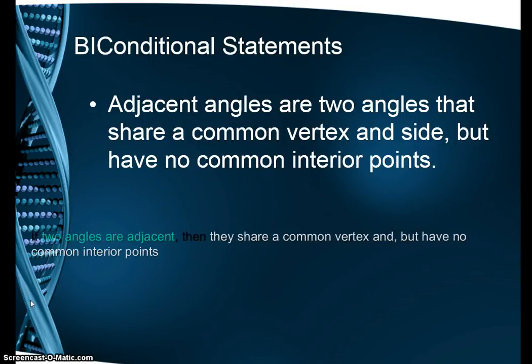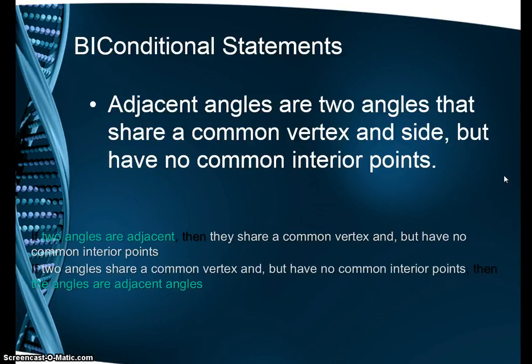So the first thing I'm saying is that it's talking about adjacent angles. So if two angles are adjacent. Now let's get more specific. If two angles are adjacent, then we have the rest of it. They share a common vertex and side, but have no common interior point. Sorry, side was left out right there. So then the converse is going to flip these two statements. So you see how the white statement here now becomes the hypothesis, and our green color here becomes our conclusion. So I'm flipping that.